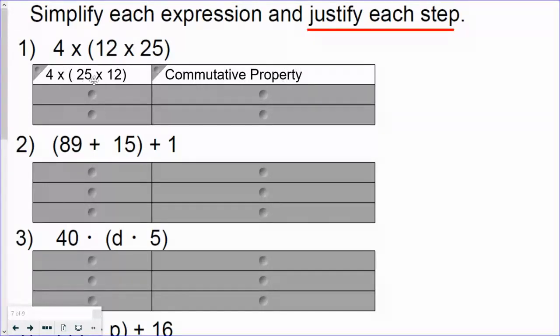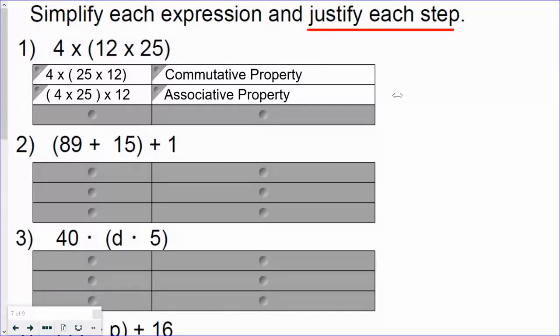Right? I can't just move a number all crazy without giving it a justification. So I'm changing the order inside the parentheses. Then I'm going to change which two numbers are grouped together. If I know I have 4 quarters, I know that's $1, which really is 100.